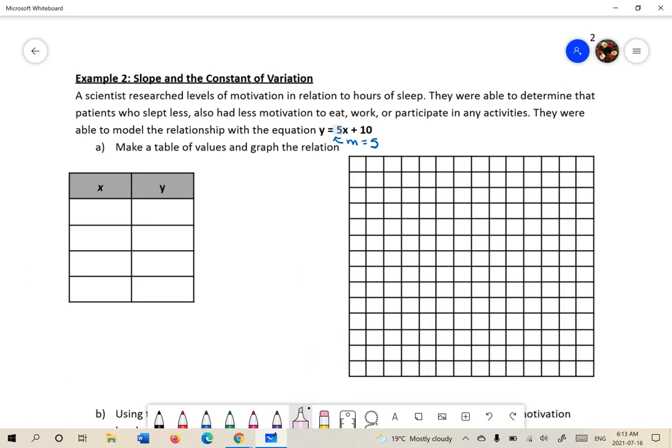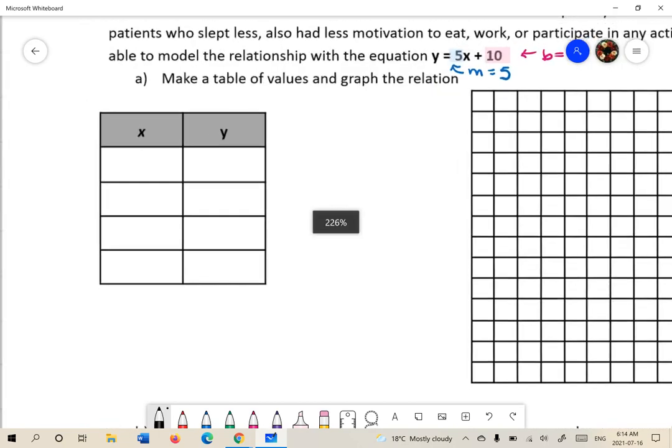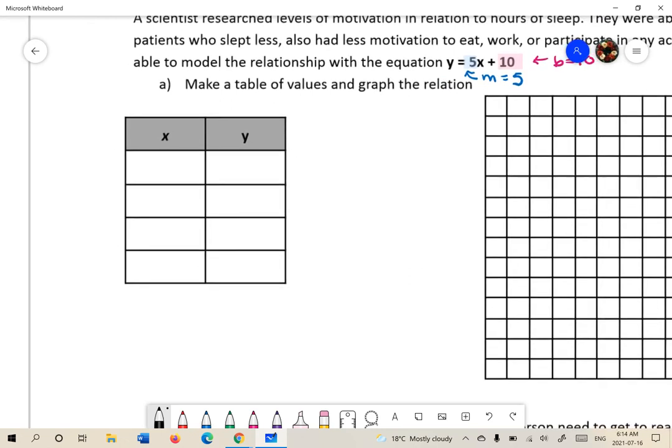I'm also given my b, or my y-intercept. All I need is my slope and my b in order to create a table of values. So remember that your left column is always your independent variable, and your right column of a table of values is always your dependent variable.